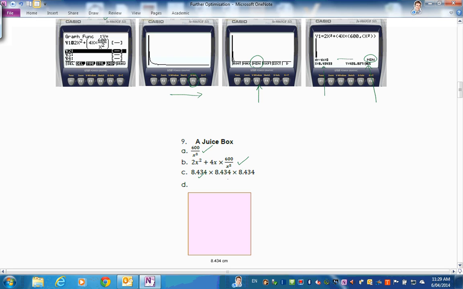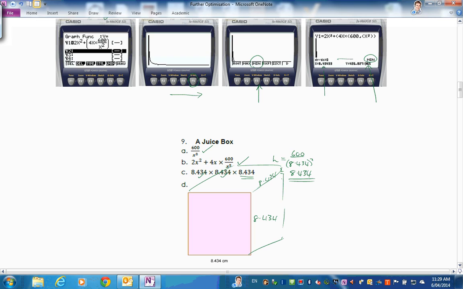Then we found it was 8.434, that's the base, and if we find the height, the height is 600 over 8.434 squared, then it comes to another 8.434. That's interesting. So the juice box, they haven't completely done it here, is 8.434 by 8.434, and it's square based. Okay, so it's a cube. That's what we're saying. That will give you the minimum surface area.